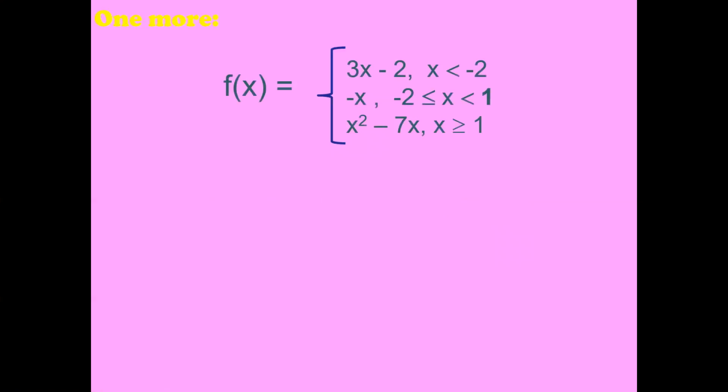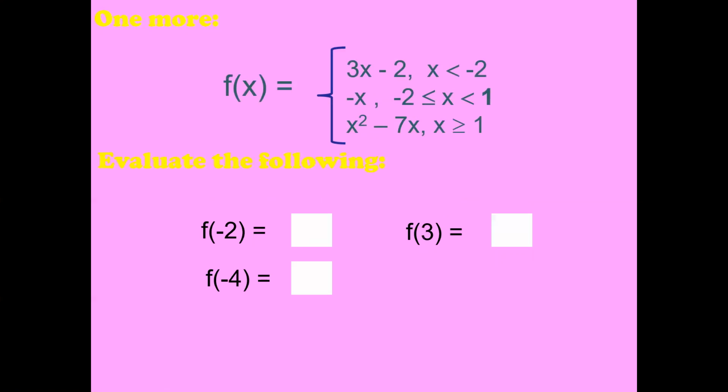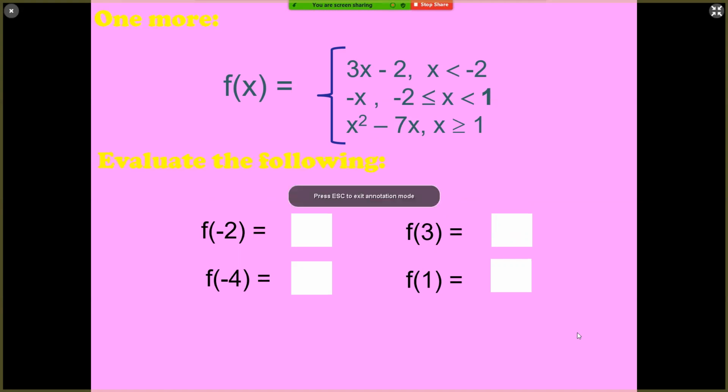One more just for fun. We're going to evaluate the following. So we're going to find y values for f of -2, 3, -4, and 1. But notice this piecewise function has 3 different options. So here we have an option for when x is less than -2. So we're going to use 3x minus 2 anytime x is less than -2.